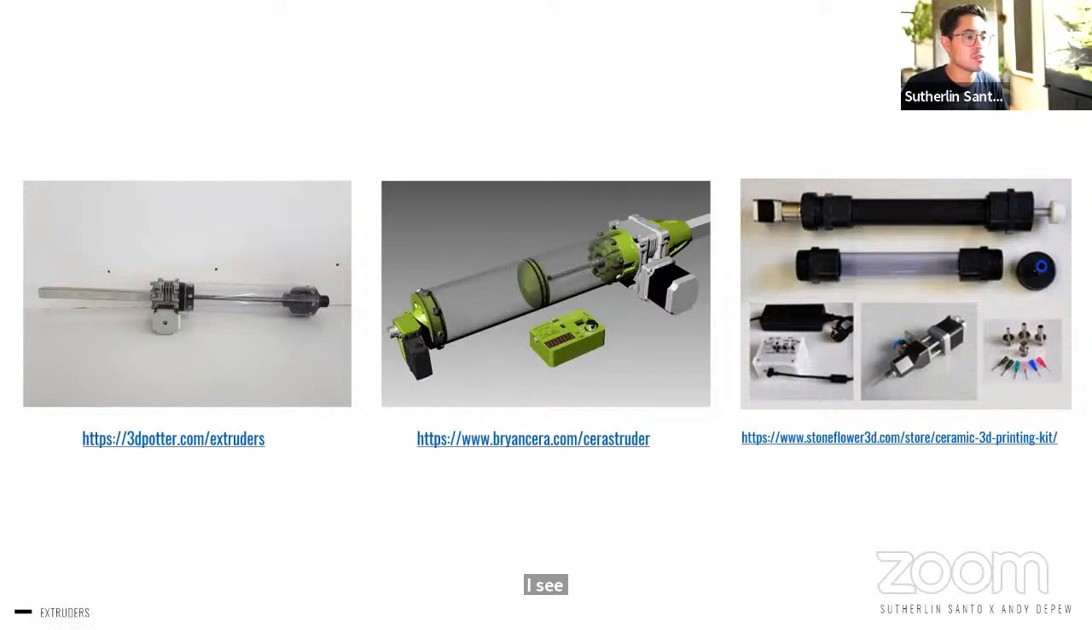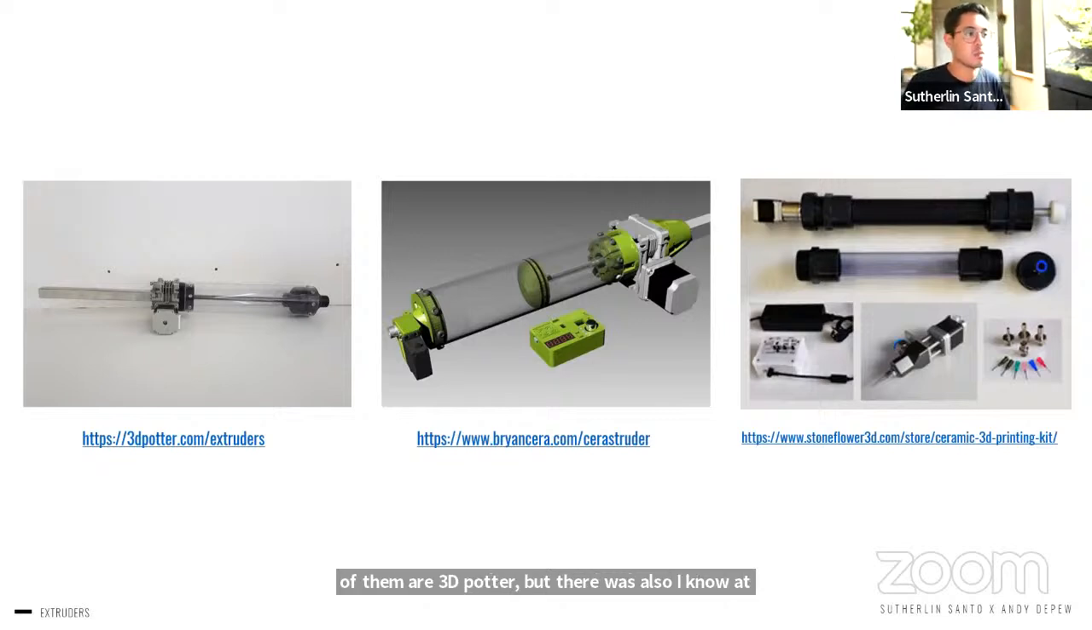So some of them are 3D Potter, but there were also, at least a few years ago, quite a few open source projects, Brian Sarah being one type for clay, where you basically just had access to the stepper motor, the worm gear, and some attachment to that gear that you could 3D print. So I think in some of those images there may have been a different one, but all similar. Okay, cool.